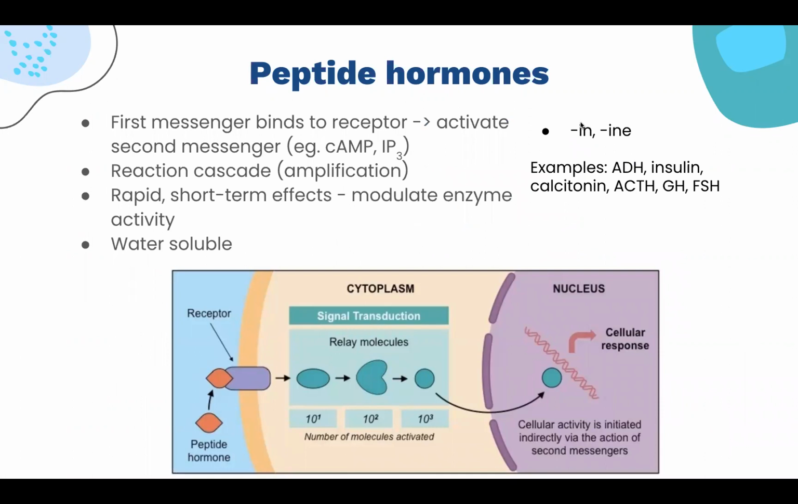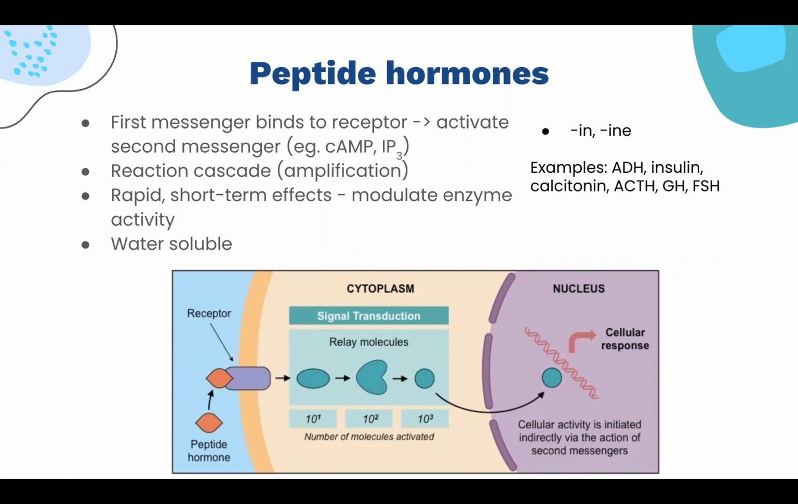So let's talk about the different types of hormones now, starting with peptide hormones. Peptide hormones are made of long amino acid chains and are unable to cross the cell membrane because they are hydrophilic. So once they bind to the receptor, they can activate a second messenger, which is usually cAMP, or cyclic adenosine monophosphate, or IP3, which stands for inositol trisphosphate.